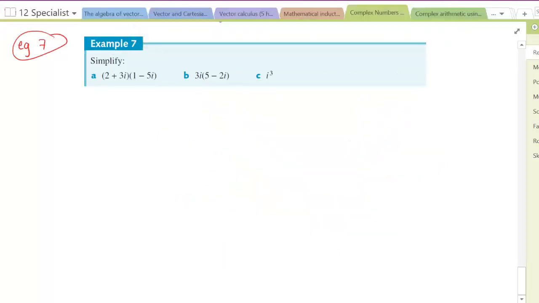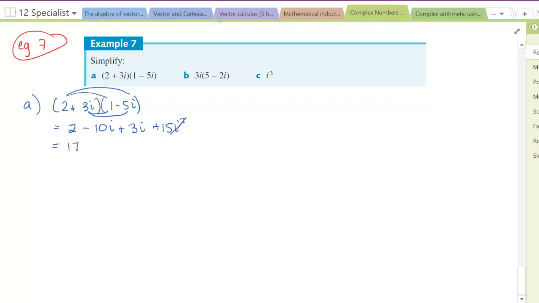Okay, so now if we look at an example with some expansion of brackets or powers, including i, if we're looking at 2 plus 3i and 1 take 5i, we're just going to expand this. So it's going to be 2 multiplied by 1 and 2 multiplied by negative 5i, so we have 2 subtract 10i. We have 3 multiplied by 1 and 3 multiplied by negative 5i, which gives us plus 3i, and then subtract 15i squared. Now we know that i squared is actually equal to negative 1, so we can cancel that and make this positive. We end up with 17 and subtract 7i.